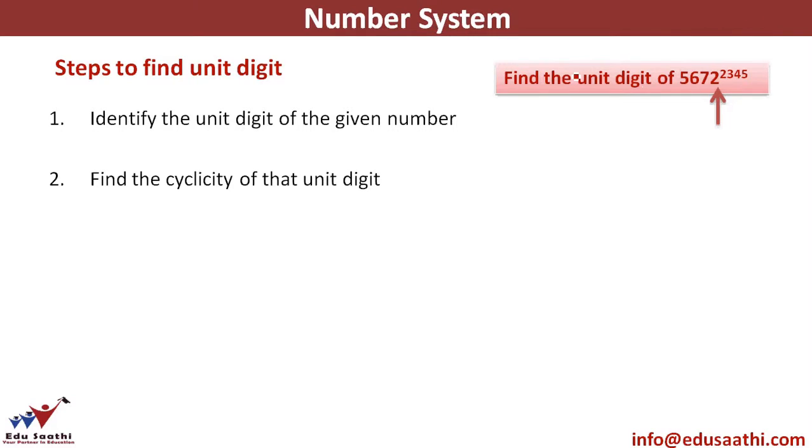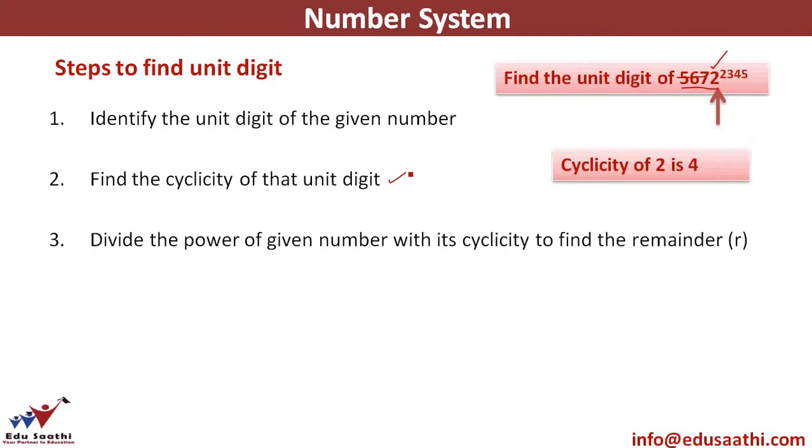The question is, find the unit digit of this number 5672 raised to power 2345. I will first identify the unit digit. What is the unit digit that I have? I will not look at the rest part of the number. I will identify 2. Then step 2, I will look at the cyclicity of this unit digit. So the cyclicity of 2 is 4. That is what I need to remember from the cyclicity table.